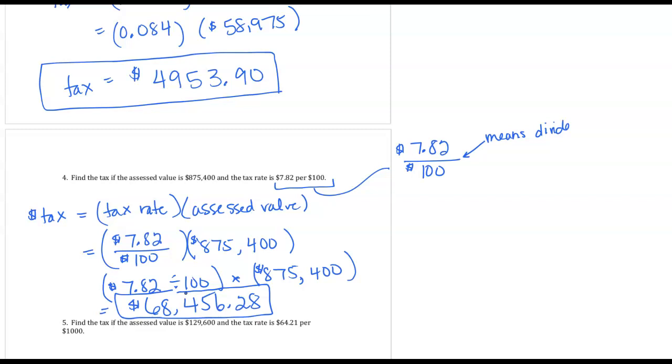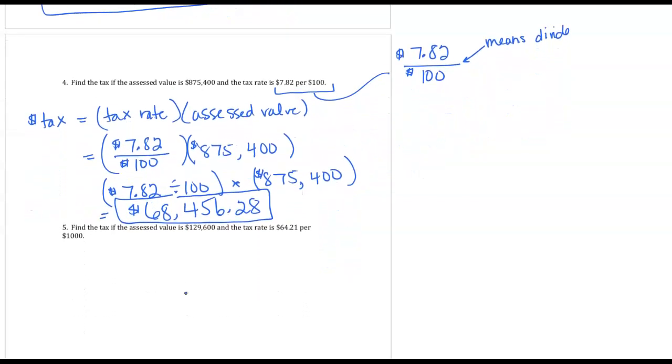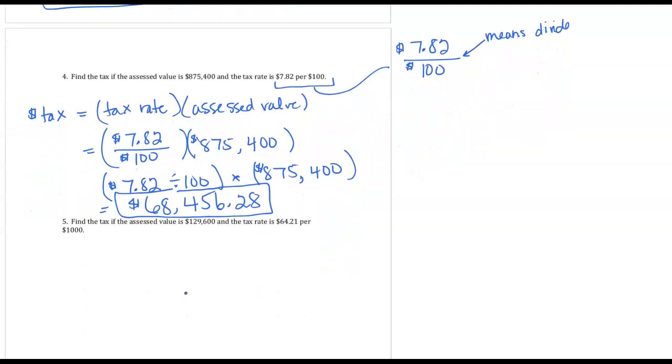Let's take a look at question 5, a different way of calculating a tax rate. So find the tax if the assessed value is $129,600 and the tax rate is $64.21 per 1,000. Again, make this into a fraction. $64.21 per is our fraction bar, $1,000.